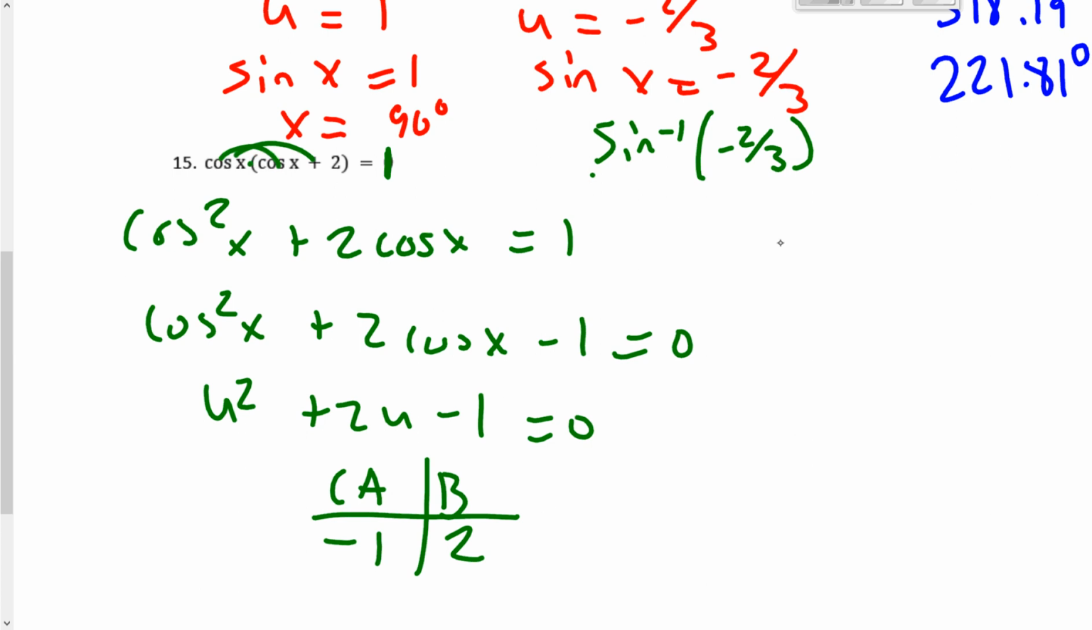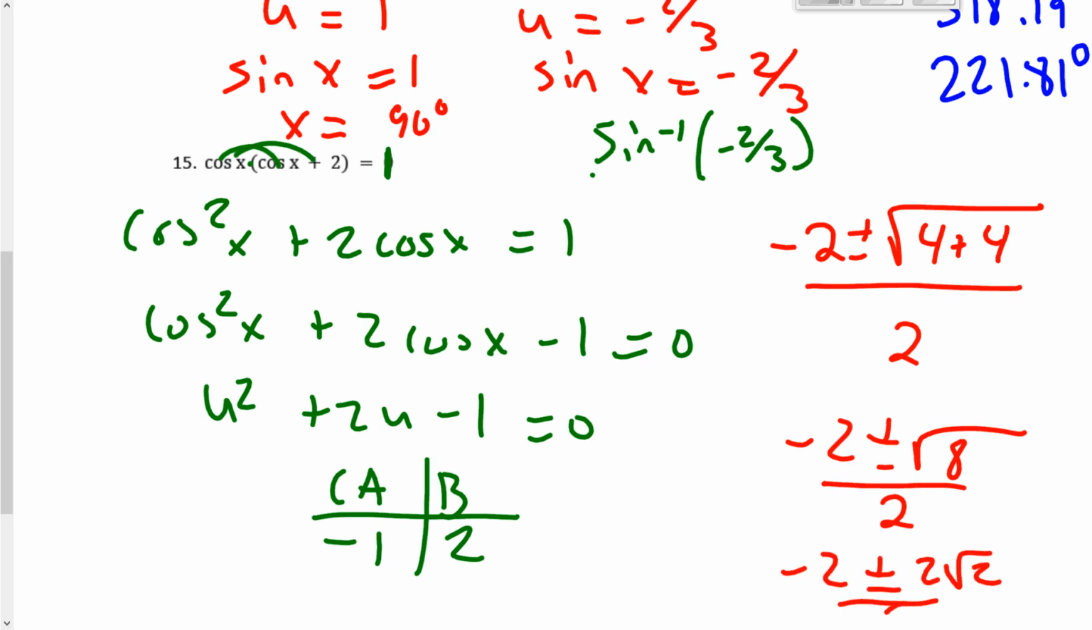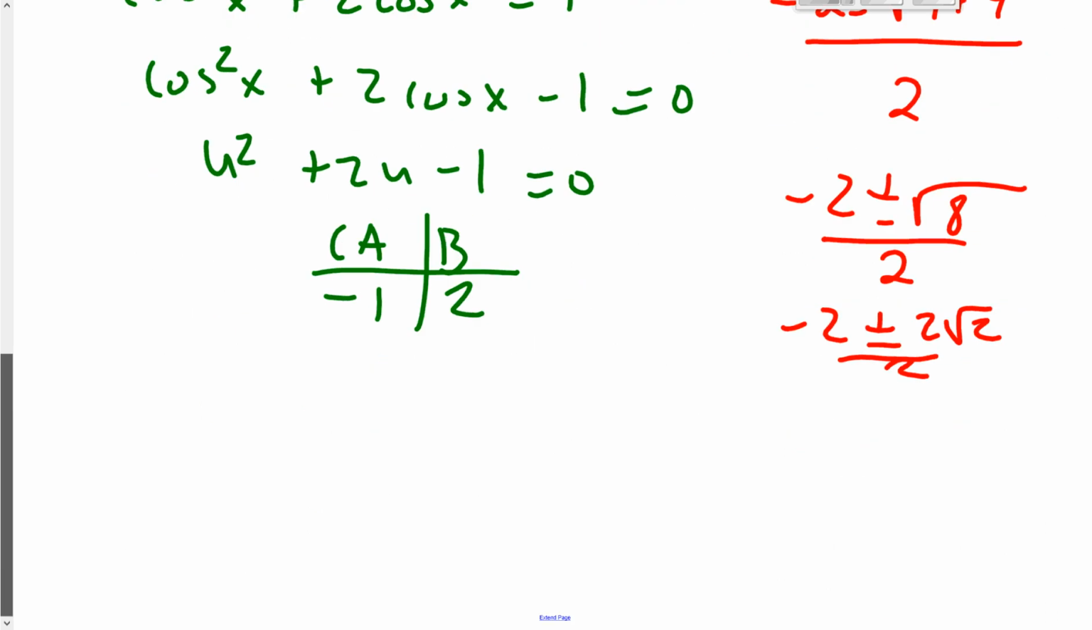So that's -b, so that's a -2, plus or minus the square root of 2 squared, which is 4, minus 4 times a, so 4 times 1 is 4, and then 4 times our c is -1, so that's a -4, but then we have a negative right here, so that makes a +4. And then all over 2a, so that's 2 on the bottom. So we get -2 plus or minus the square root of 8 all over 2. We can simplify that to 2 root 2 all over 2. Now we can cancel all those 2's because we have them in every term. So we have -1 plus or minus the square root of 2.